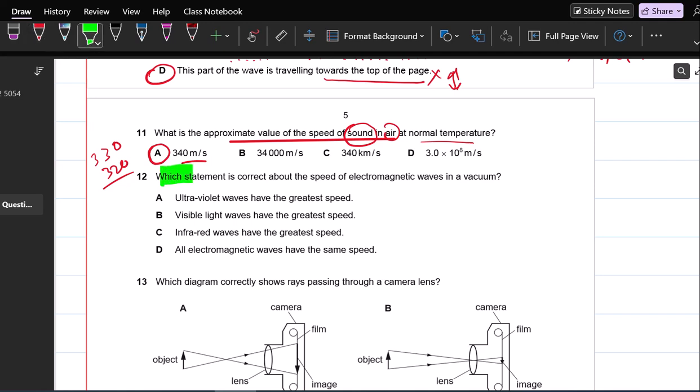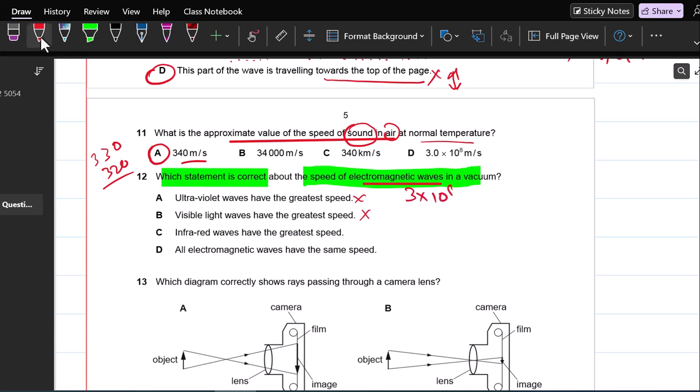Question number 12. Which statement is correct about the speed of electromagnetic waves in a vacuum? Ultraviolet waves have greater speed? No. Visible light? No. They all have the same speed. All electromagnetic waves have the same speed, that is 3 × 10^8 meters per second. They follow the speed of light. Infrared is also wrong. D is right. All electromagnetic waves have the same speed.